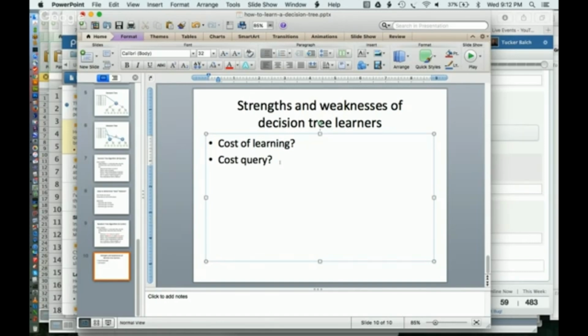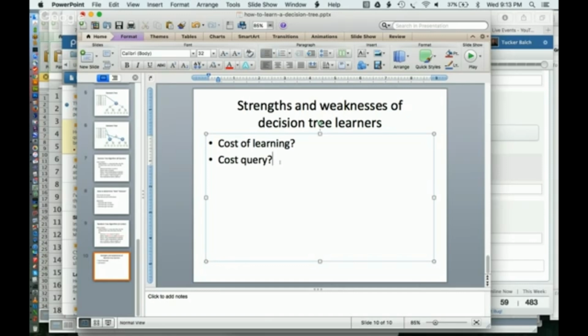KNN is the worst of them all because when you're querying a KNN learner, you have to compute the distance from your query to all of your individual data points, then sort them and find the closest K data points. It's extremely expensive to query a K nearest neighbor learner.